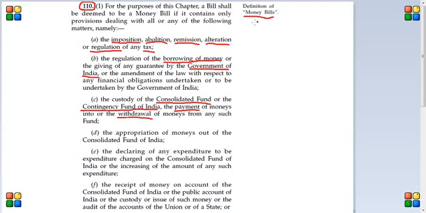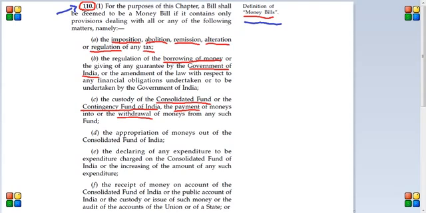Okay, let's talk about money bill today. Money bill, Article 110 talks about money bill. Money bill is a special kind of bill. We will get to know about it, and also the process of converting a bill into an act. In case of money bill, it's a little bit different. It's not like any other bill. Even those things we'll learn here.